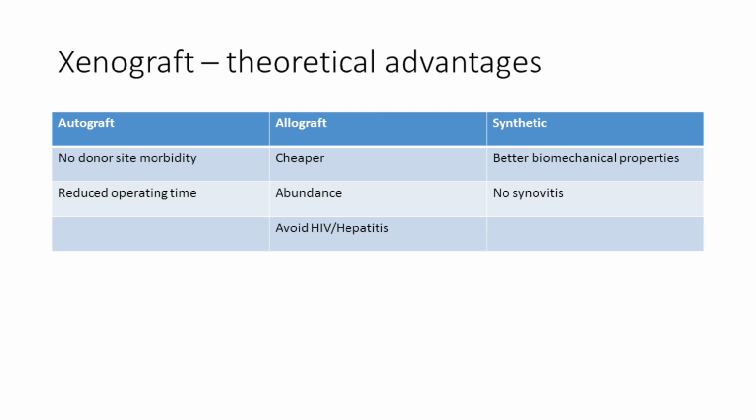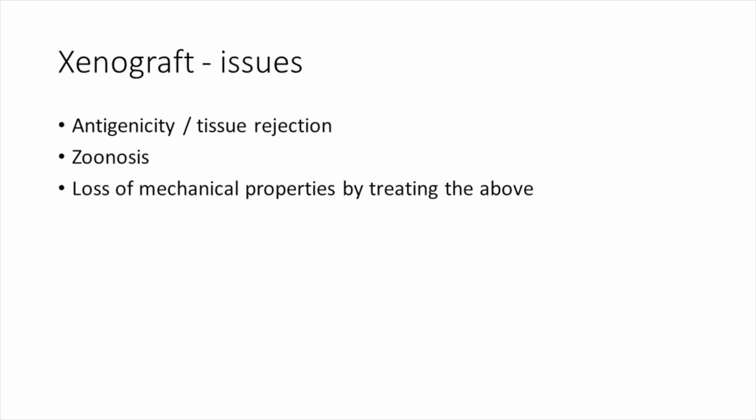So that leaves xenograft. Xenograft has a lot of potential advantages. Compared to autograft, there's no donor site morbidity. Compared to allograft, it's cheaper and more abundant. And compared to synthetic grafts, it may have better biomechanical properties and no risk of synovitis. It does have issues, however, and the main one really has to do with tissue rejection and antigenicity.